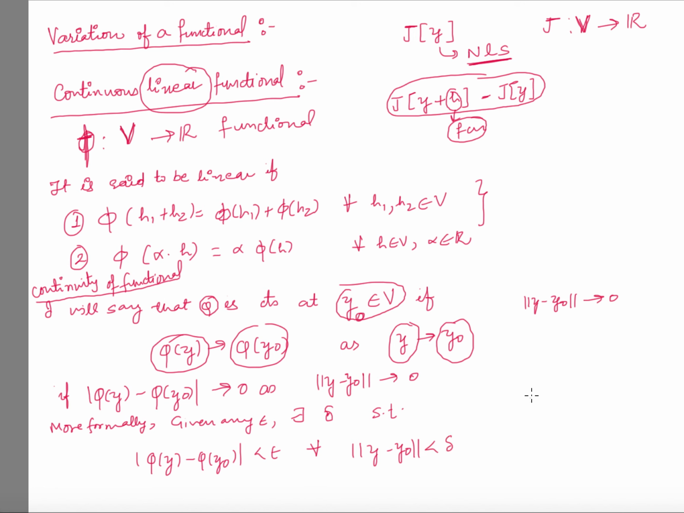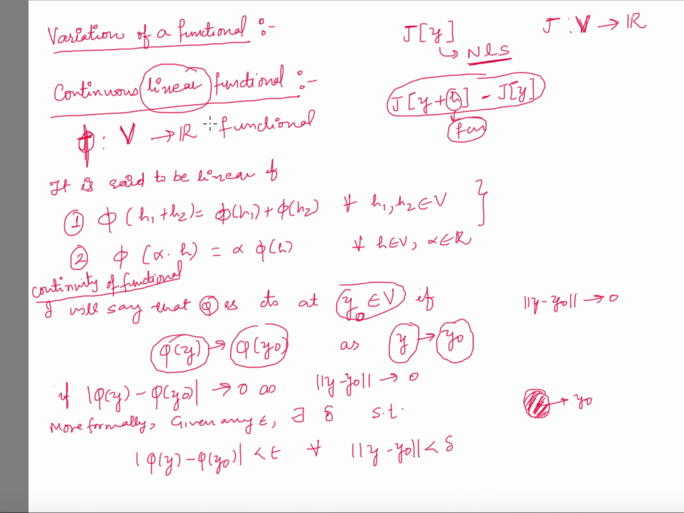So basically what I am saying is I should be able to find a neighborhood of y naught. How is that neighborhood defined? All those functions which have norm close to the norm of y naught. The neighborhood will contain the functions, and for all those functions the modulus of phi of y minus phi of y naught should be less than epsilon. This is the meaning of continuity in the case of functionals.